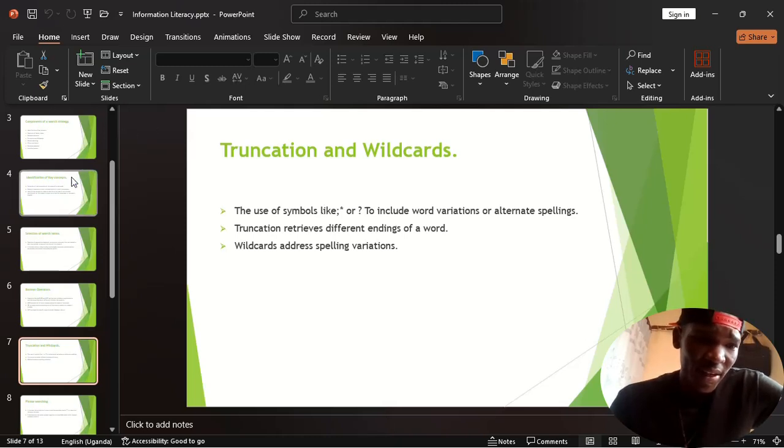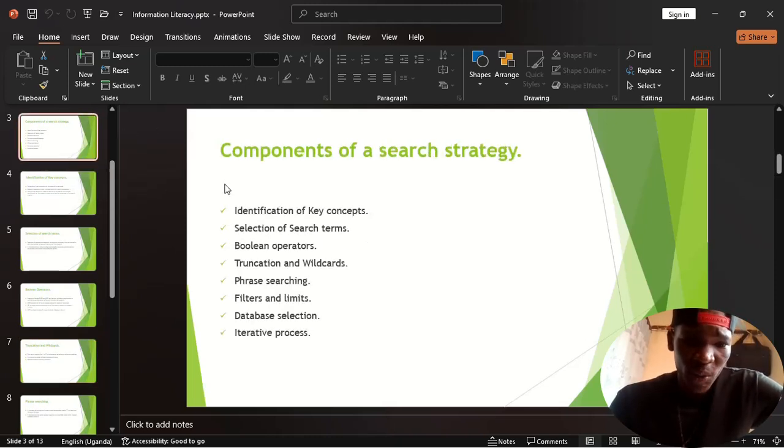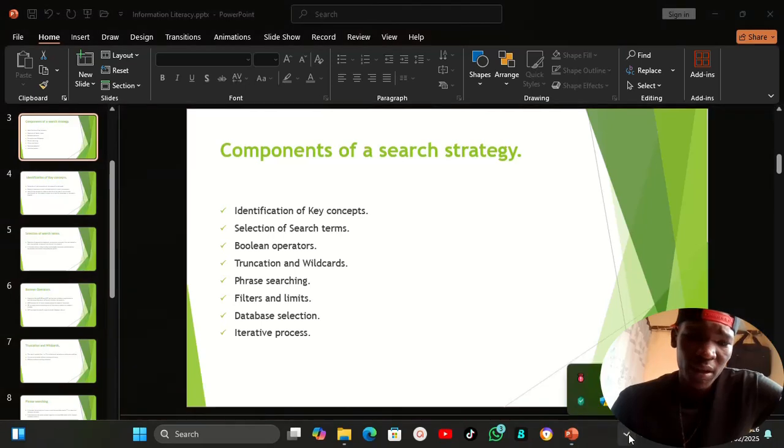Let's link up in the next video where I'll be talking about phrase searching and filters and limits. I hope most of you have understood the Boolean operators and the truncation and wildcards.